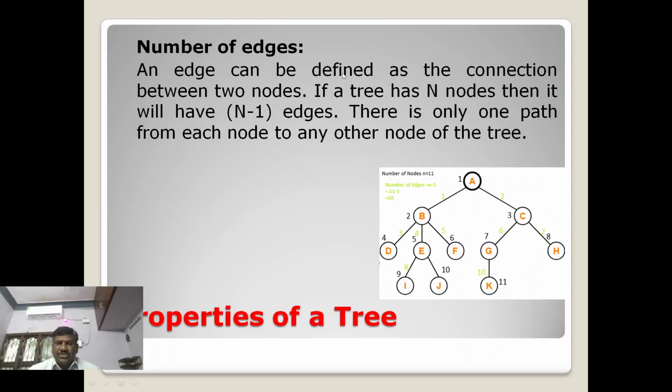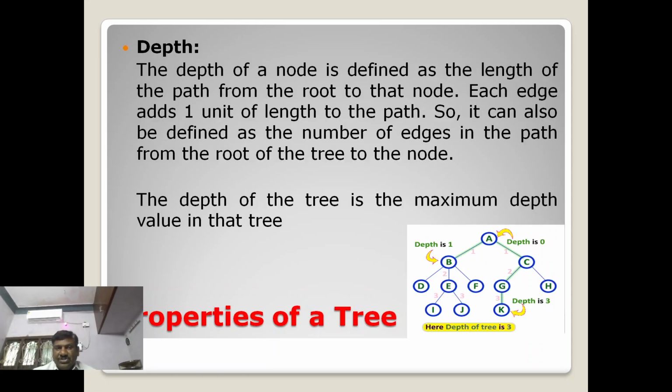Number of edges. How do you find the number of edges? Simple. Edges are the connections between nodes. If there are n nodes, there will be n minus 1 edges. We have already seen this; these are called edges, which I mentioned when we started this session.